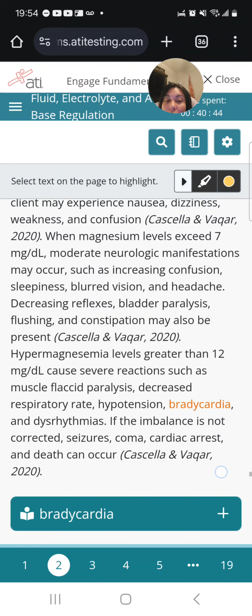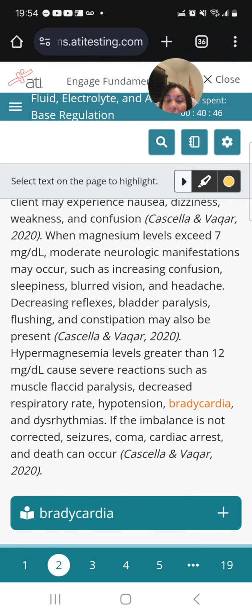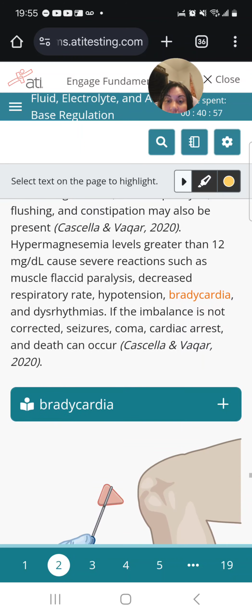Severe reactions, so greater than 12: muscle flaccid paralysis, decreased respiratory rate, hypotension, and bradycardia. If the imbalance is not corrected, seizure, coma, cardiac arrest, and death.